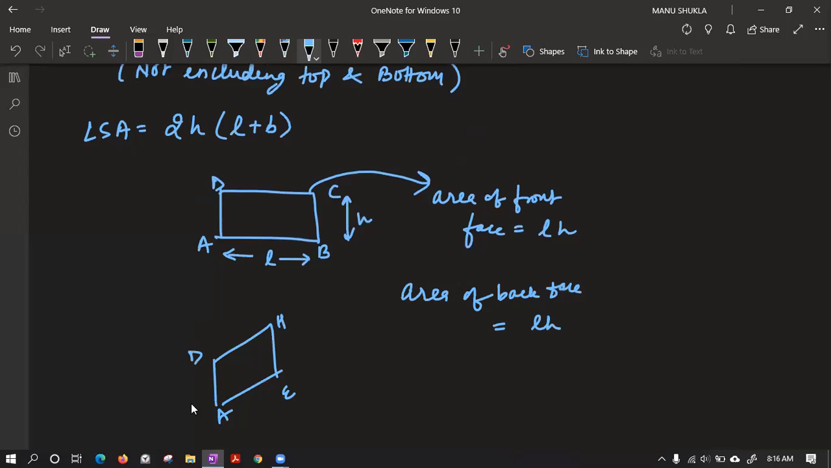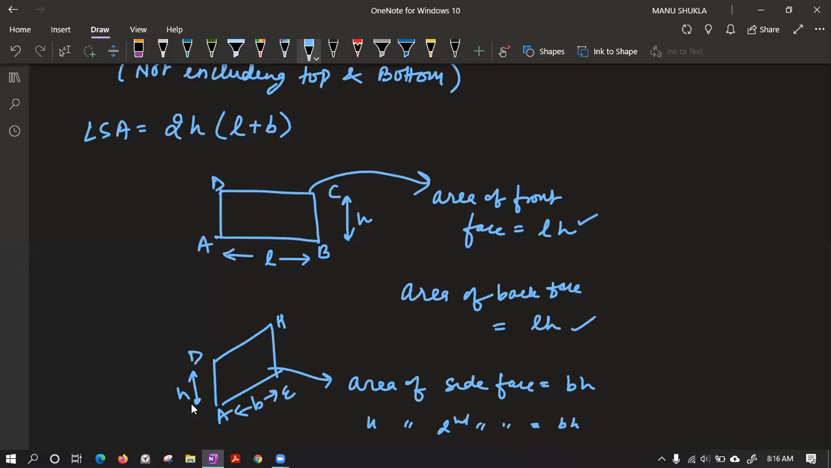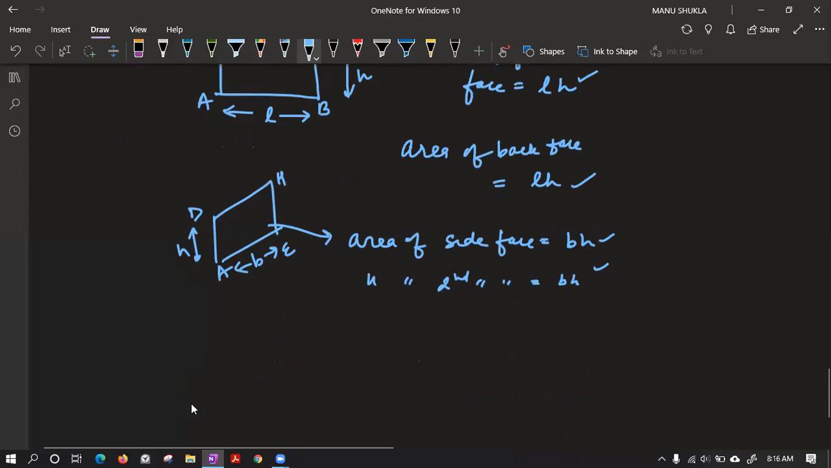What are the dimensions that we have on this, class? If you see, this is the breadth and this is the height. So the area of the side face will be given by B into H, and the area of the second side face is also B into H. So we have got this plus this plus this plus this as the lateral surface area: LH plus LH plus BH plus BH.